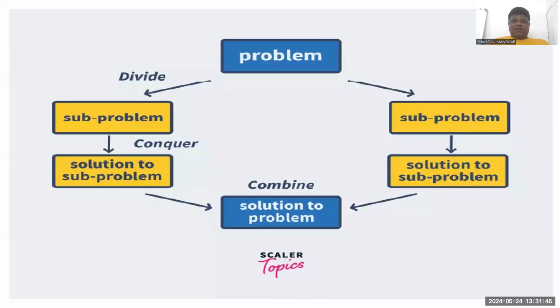So here is a basic example, not an example, I would say a representation of the merge sort algorithm. The problem is given in the form of data sets. It's divided into subproblems. The conquer strategy is applied, then the solution of the subproblem is obtained. Then the combine strategy comes into the picture, and the solutions of the subproblems are combined into the solution of the main problem.